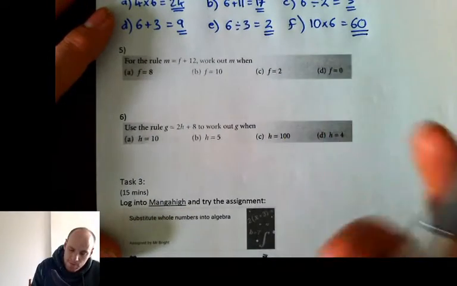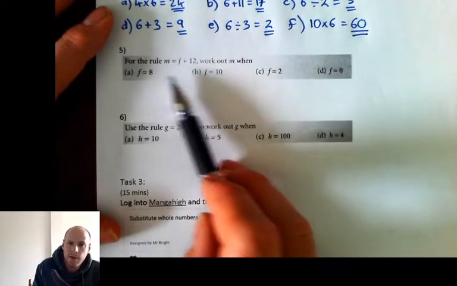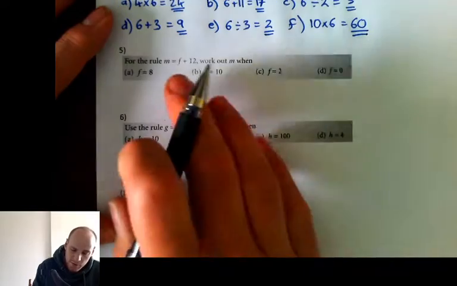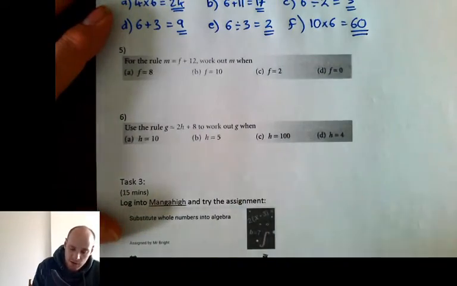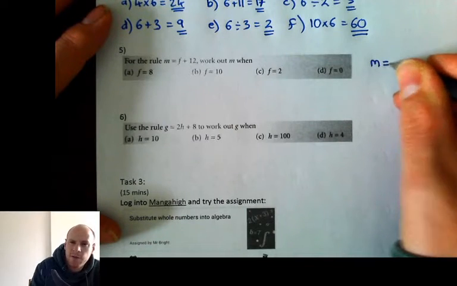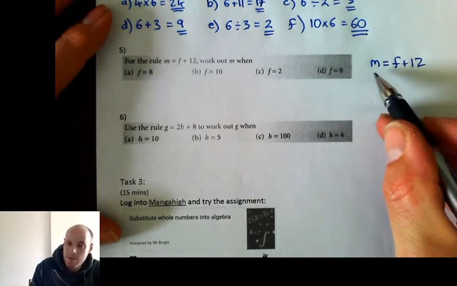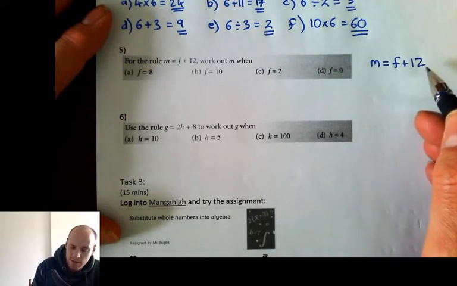This time we've got to work out what M is using the same formula, but F is changing. Alright, so the formula is staying the same, but what we're putting into it is changing, so what we are substituting into it. So I'm just going to write the formula out because it hasn't actually printed very well. So this is the formula. To get M, we must take F and then add 12 to it.